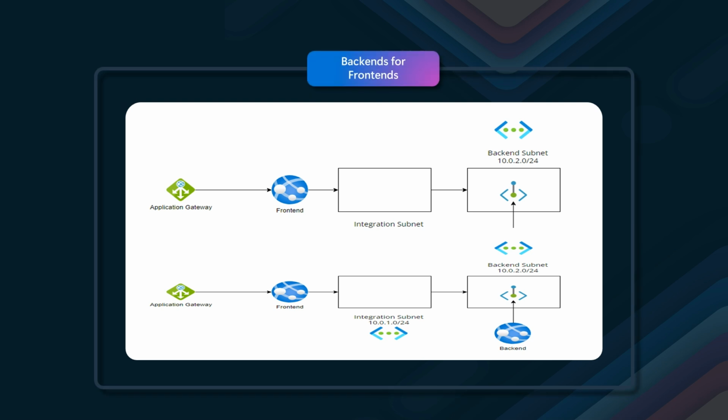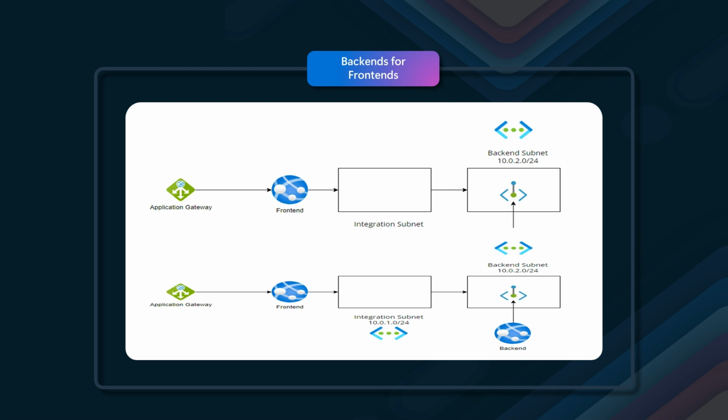All right, let's take a look at this. So the backend for front-end pattern is essential for optimizing the interaction between front-end applications and backend services, ensuring efficient communication, scalability, and maintainability. Let's explore the architecture and implementation of backends for frontends as depicted in this diagram.